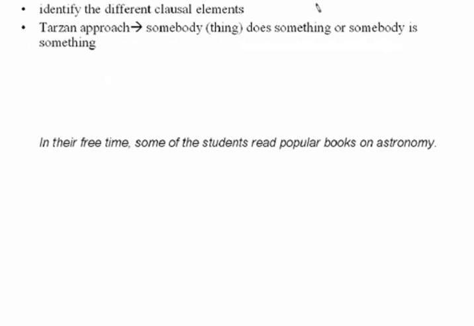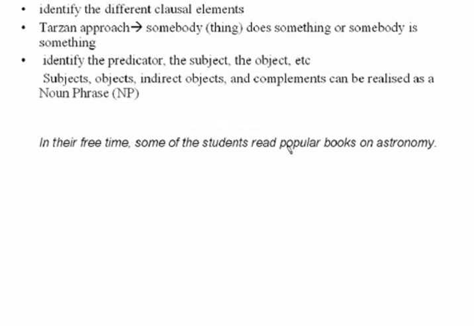The Tarzan approach. Somebody or something does something, or somebody is something. That's how you need to approach the sentence as a whole. And therefore, you can identify the predicator, where the finite verb is, the subject, and the object. And subjects, objects, indirect objects, and complements, they can all be realized as noun phrases. They can be realized as other things, but most often as noun phrases. So to begin with, we are going to look at the clausal elements here.